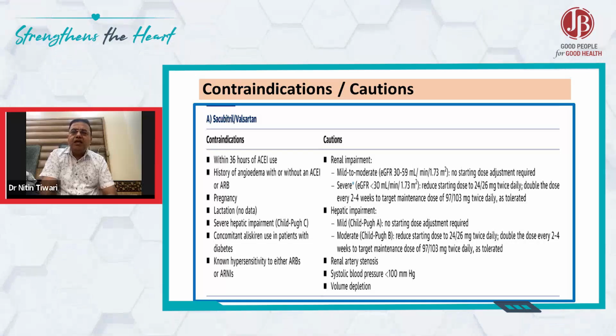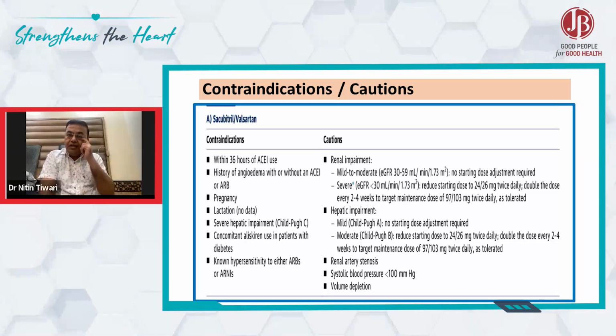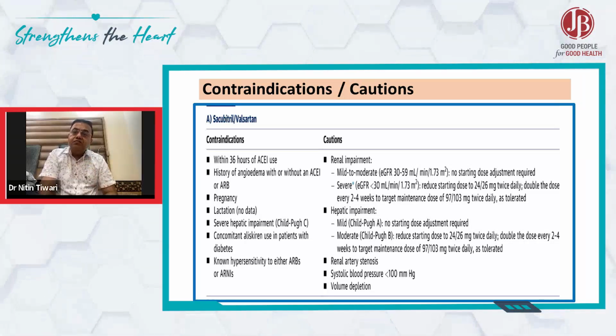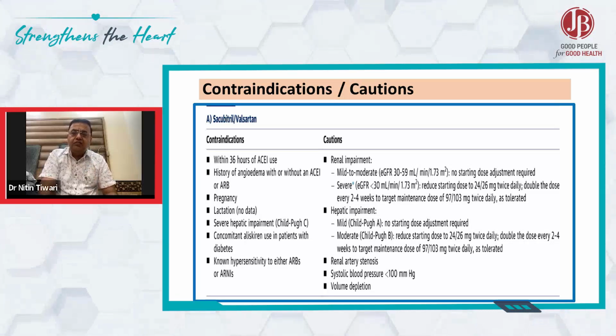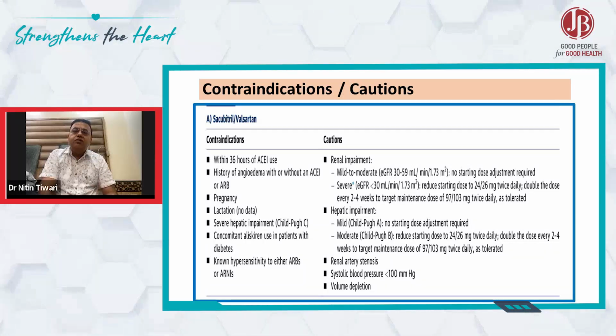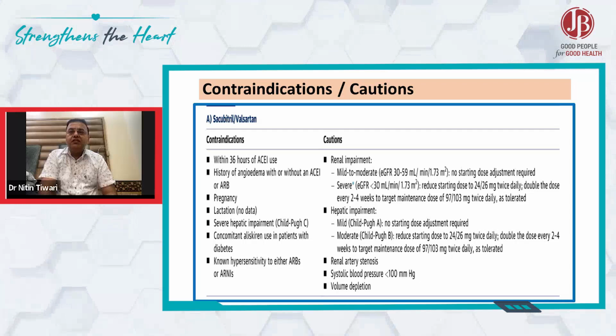Some caution: for mild to moderate eGFR decrease, there is no need to adjust the dose. If eGFR is less than 30, you may have to give a 50 milligram BD dosage, at the most 100. Hepatic impairment, like no starting dose adjustment required for Child A class, and hardly 100 milligram BD dose in higher classes of Child. Systolic BP less than 100, volume depletion, renal artery stenosis, these also need slight caution in starting this molecule.